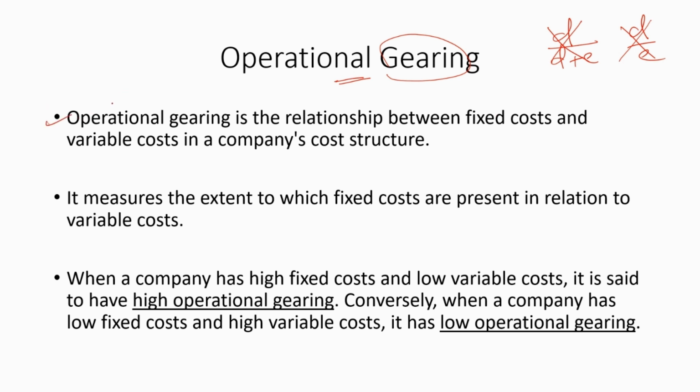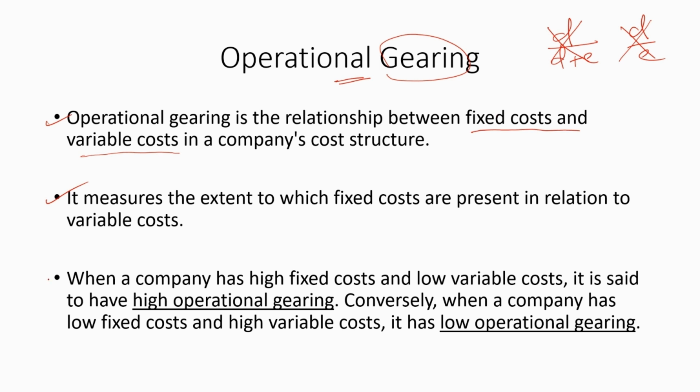Operational gearing is the relationship between fixed costs and variable costs in a company's cost structure. This has nothing to do with debt and equity. This is purely based on the relationship between fixed costs and variable costs. It means the extent to which fixed costs are present in relation to variable costs. Simply, this is the measurement of how much fixed costs are there in the company when compared to variable costs.